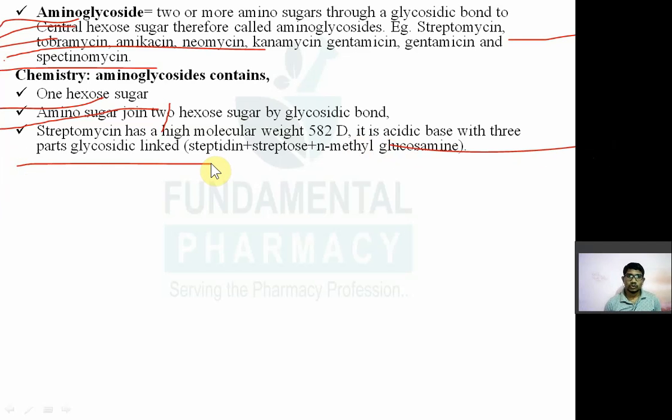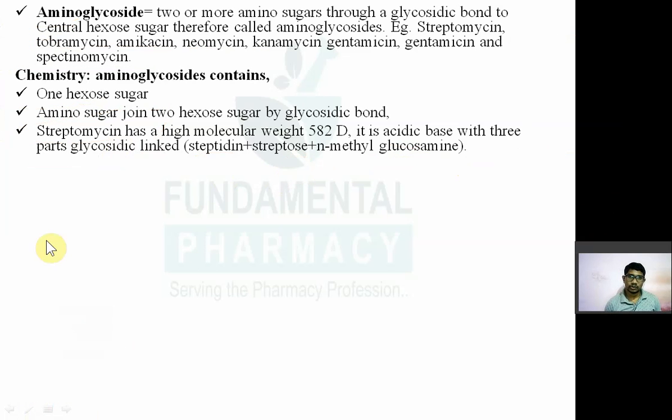So there will be three parts here. First is the streptidine, then streptose and N-methyl glucosamine. N-methyl glucosamine is an amino sugar, streptose is a sugar, and streptidine is a nitrogenous base. Again, streptomycin is a high molecular weight compound having 582 dalton molecular weight. It is an acidic base with three parts linked together by glycosidic bond: streptidine, streptose, N-methyl glucosamine. You have to remember these three. What are the different components of streptomycin? What is streptomycin made of?